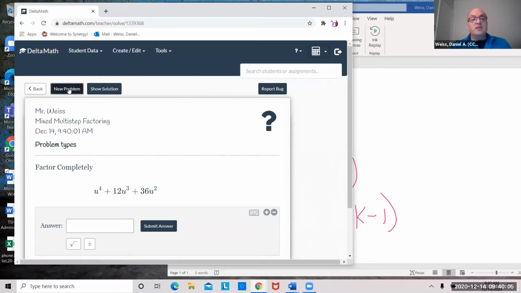All right. Pull out a u squared first, and then you're going to factor. Cut it into 2 parts.